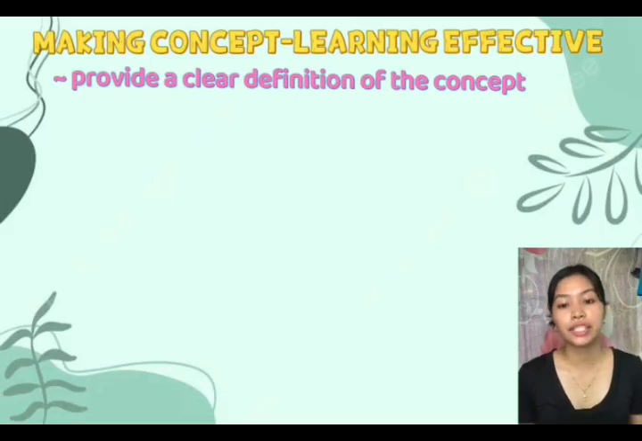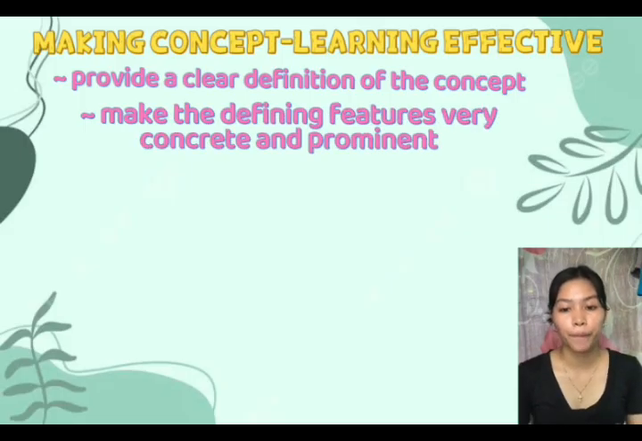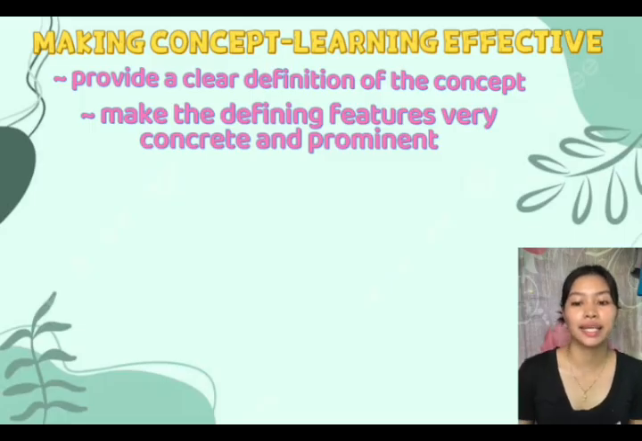For example, if you're teaching about democracy, you explain that it is a system where people vote to choose their leaders. You explain it in simple terms. Next is make the defining features very concrete and prominent. Here we should highlight the important details and parts of the concept. We should use real examples to make it clear. For example, a triangle. Di ba, in a triangle there are 3 sides and 3 angles. So mas masabtan mo siya pag naay features nga makita.